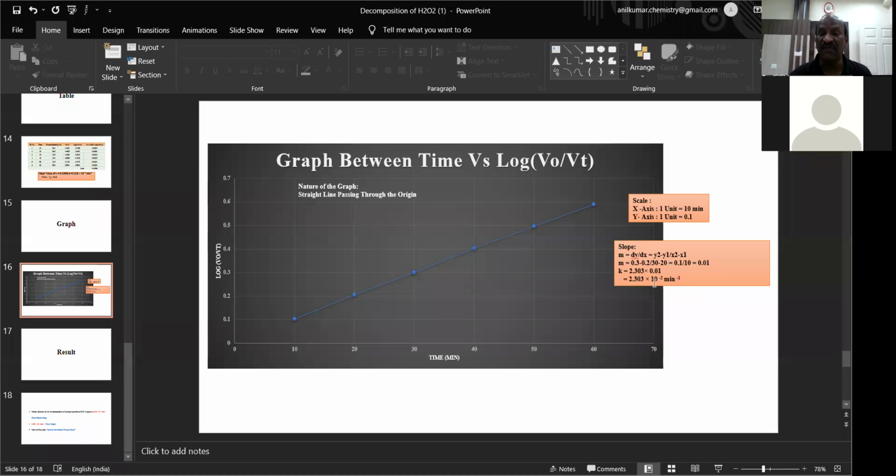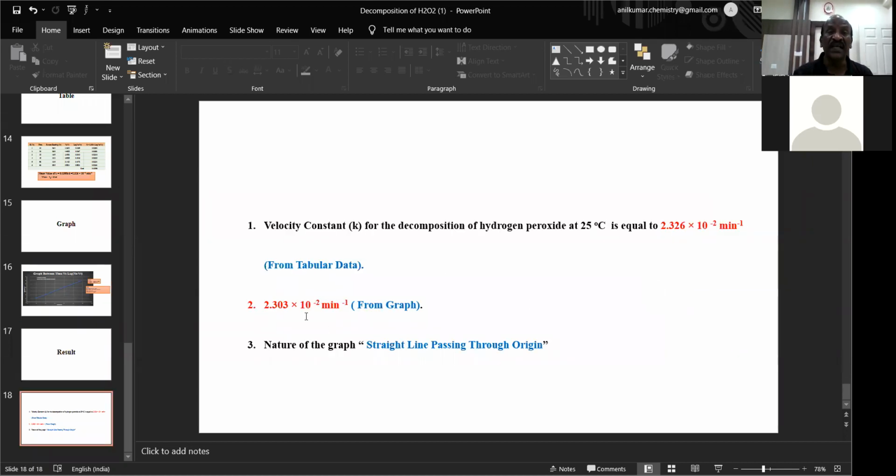This is nothing but the graphical value. So 2.303 into 10 to the power minus 3. You see here, this value and this value: here 2.326, here 2.303. The second and third digits may vary, but the first, 2.3, is almost the same, into 10 to the power minus 2 per minute. So it is very close, almost 99% correct, so you will get good marks here.